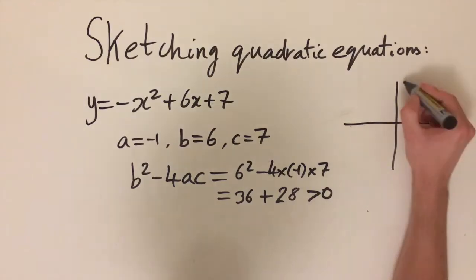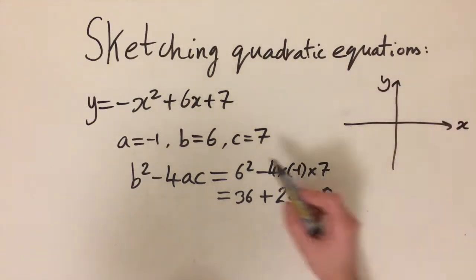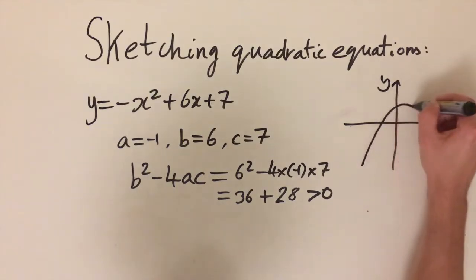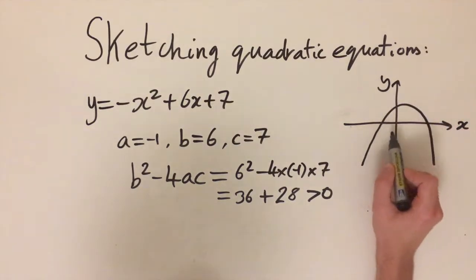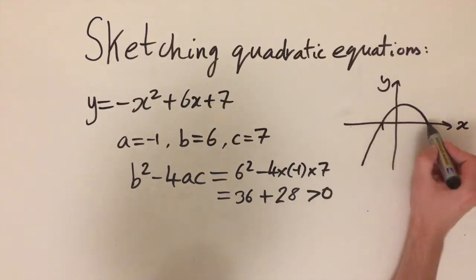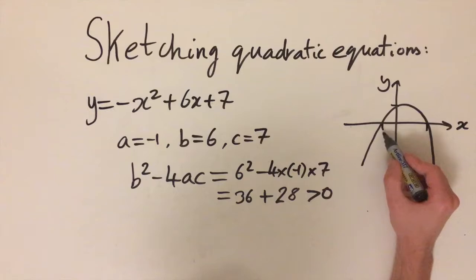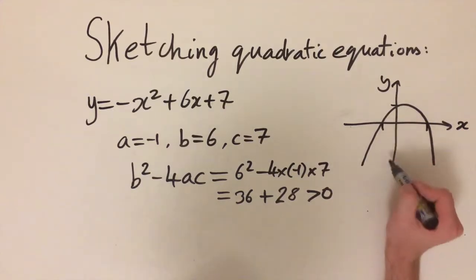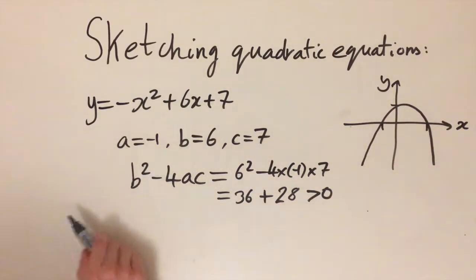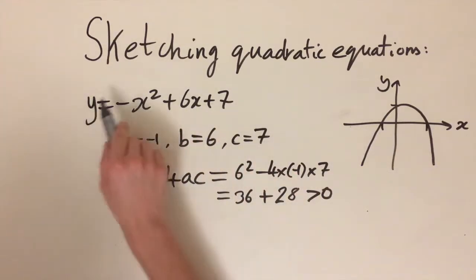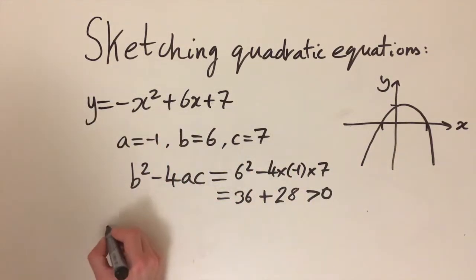Have the x-axis and the y-axis. So a is negative, so it's going to point down like this, and because there's 2 solutions, it's going to cross the x-axis twice. And now our job is left to find out where the graph crosses the x-axis and the y-axis. So to work out where it crosses the x-axis, we're going to set y equal to 0 and then solve this equation.